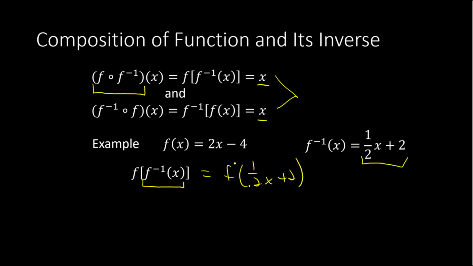And then what that means is in place of x in the f function, so right here, in place of x, we can plug in 1/2 x plus 2. So now we have 2 times the 1/2 x plus 2, and the minus 4 at the end. So if you work through this, you can distribute. We would have 1x plus 4 minus 4, and 4 minus 4 would give you x.